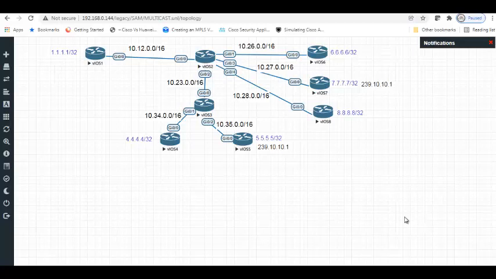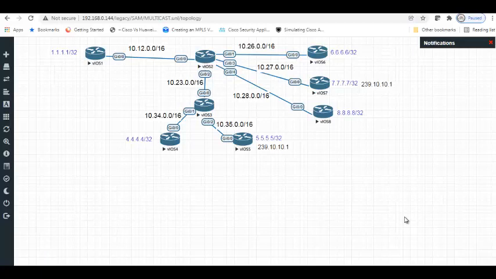The difference between the sparse mode and the dense mode is the dense mode floods and prunes. We saw an example. But flooding and pruning is not good because there is waste of bandwidth, waste of process utilization.